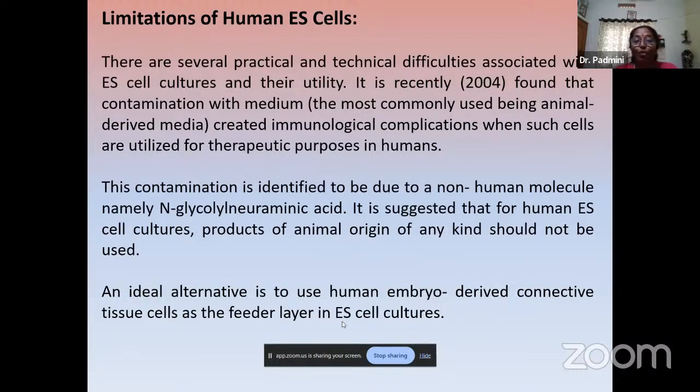So there will be a problem over there in how to do these biochemical activities. That's the reason why the contamination has to be registered and addressed. So, an ideal alternative is to use human embryo derived connective tissue cells as the feeder layer in the embryonic stem cell. So, what can be used other than the animal derived media over there?